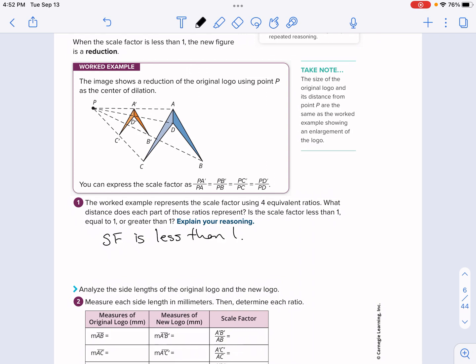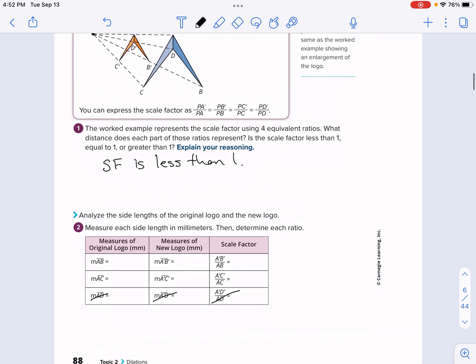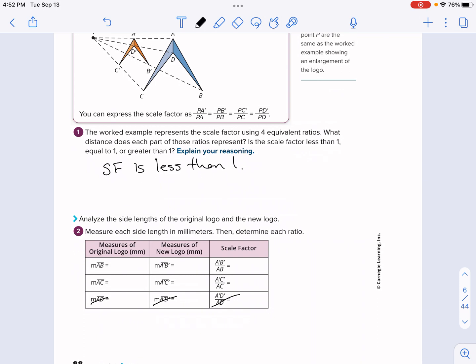Okay. So you can do some measurements here as well. We're going to do the same thing. We're going to skip the third one, but let's measure line segment AB. I'll give that to you. That's 34. The measure of line segment A prime B prime is 17. And these ones will also be the same as well.